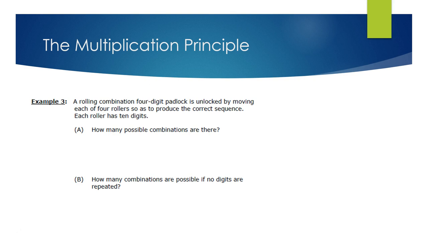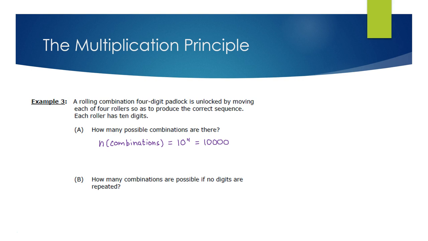Okay, so how many possible combinations are there? Well, if I have 4 rollers, each could be any one of 10 different digits, then the number of combinations would simply be 10 times 10 times 10 times 10, or 10 to the 4th power, and that would give me 10,000 different combinations that it could be.